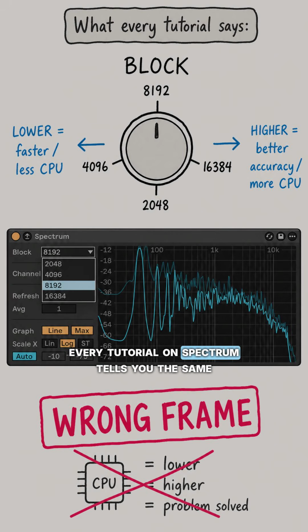Every tutorial on Spectrum tells you the same thing about block. Higher value, better accuracy, lower value, faster response. Pick based on CPU. That's true. It's also the wrong frame. The real trade-off is frequency resolution versus time resolution.